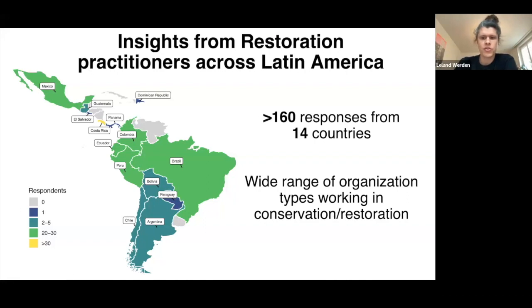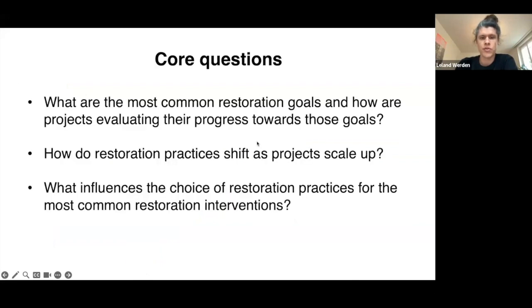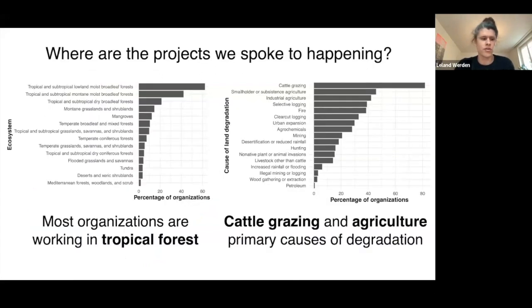This is a wide range of organizations that are working in conservation and restoration. What we're doing is trying to get a snapshot, essentially, of what they're doing, understanding their restoration goals and how they're evaluating their progress, so that we can help them think about how to do this more effectively. Then we think about how their practices shift as the projects get bigger, and also what influences their choice of practices for different interventions. So what we found so far, on the left-hand panel, shows that most organizations are working in tropical forests. This makes sense because of the area in which we're surveying, and cattle grazing and agriculture are the primary causes of degradation. So that's the context of the work.